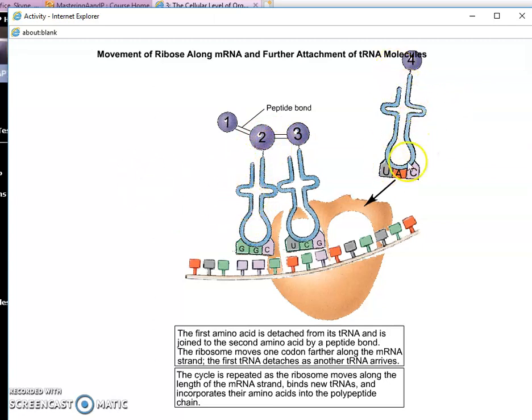Our next transfer RNA with its anticodon will bring the amino acid in. It will read the codon, and as long as it's complementary to the codon, the enzymatic reaction will hook up our third to our fourth. So we are building our growing polypeptide.